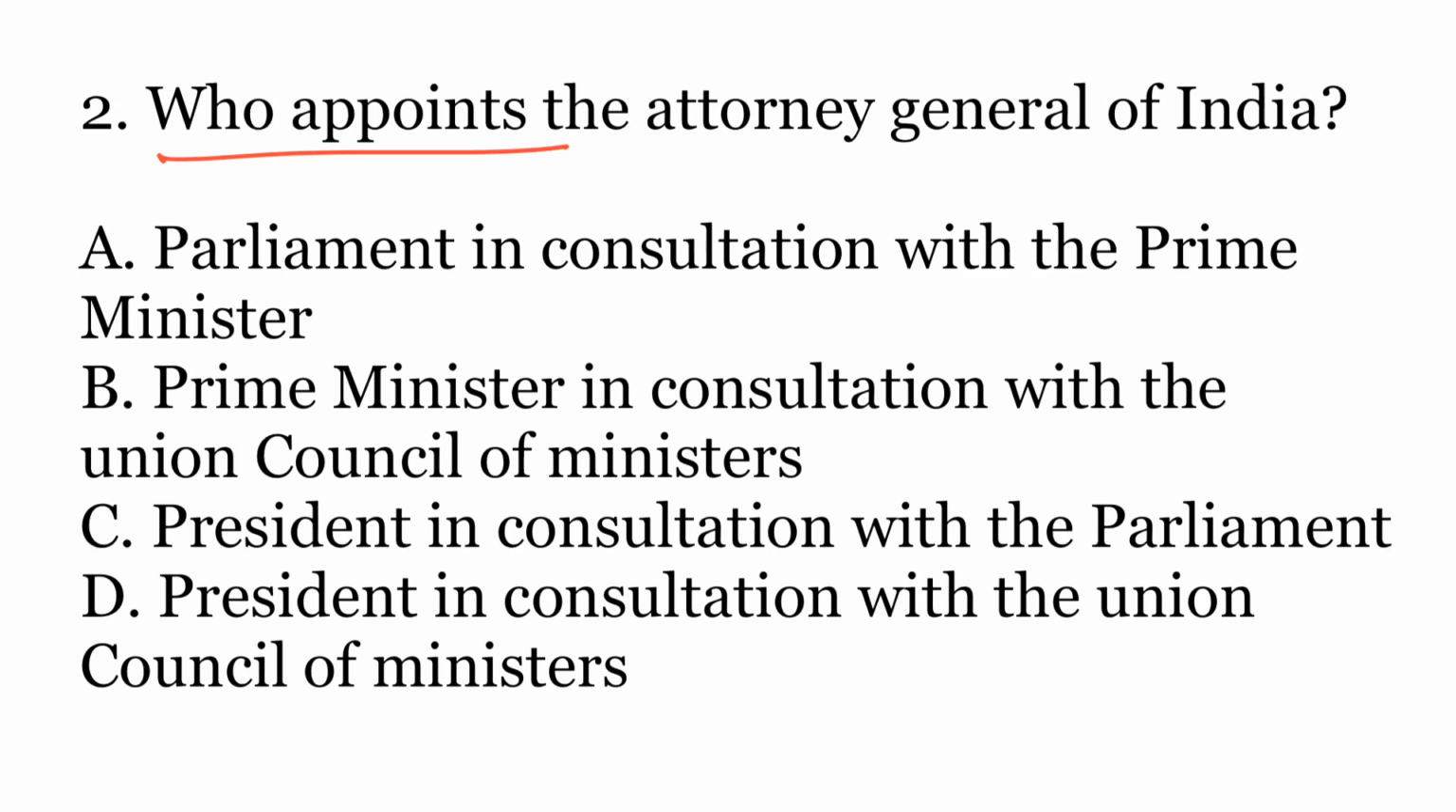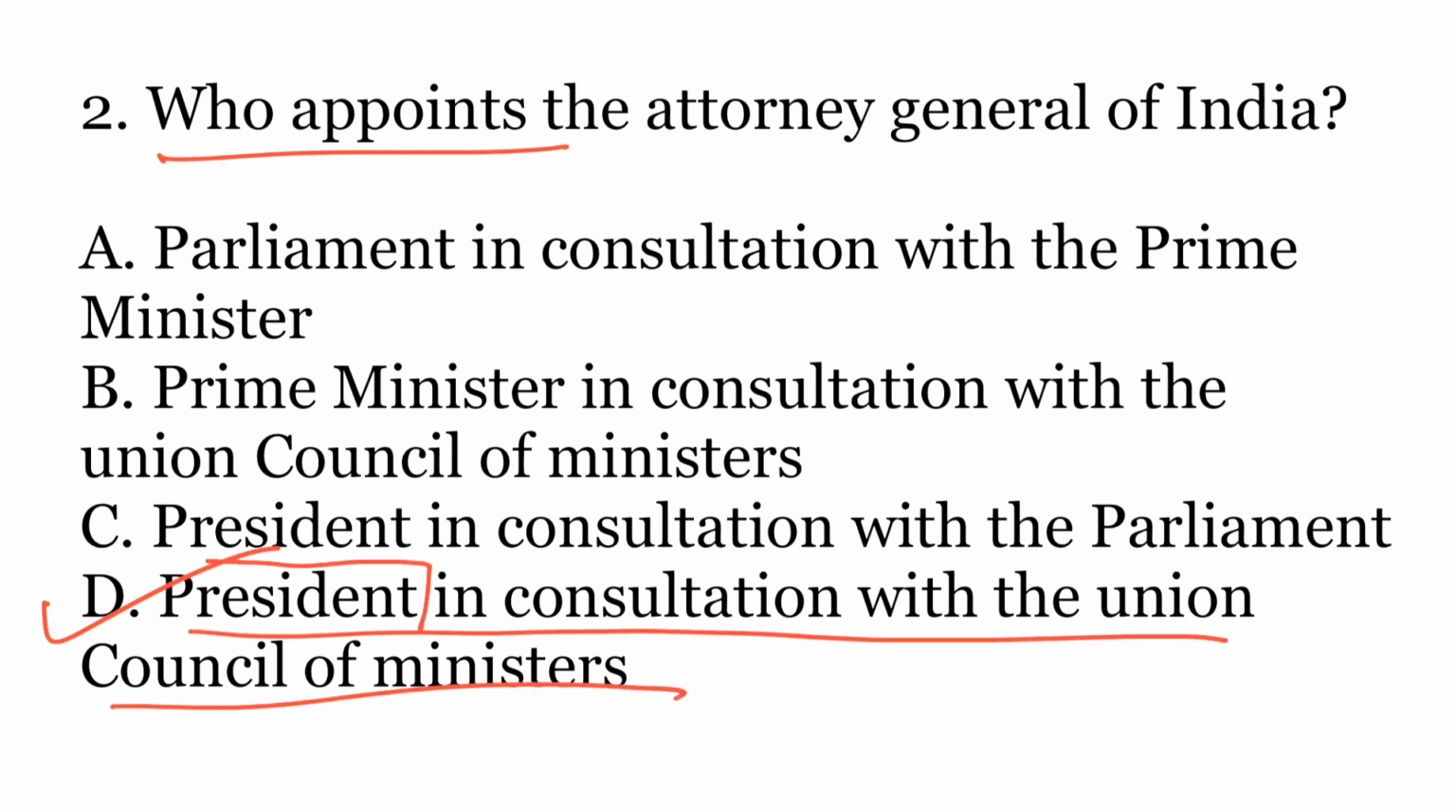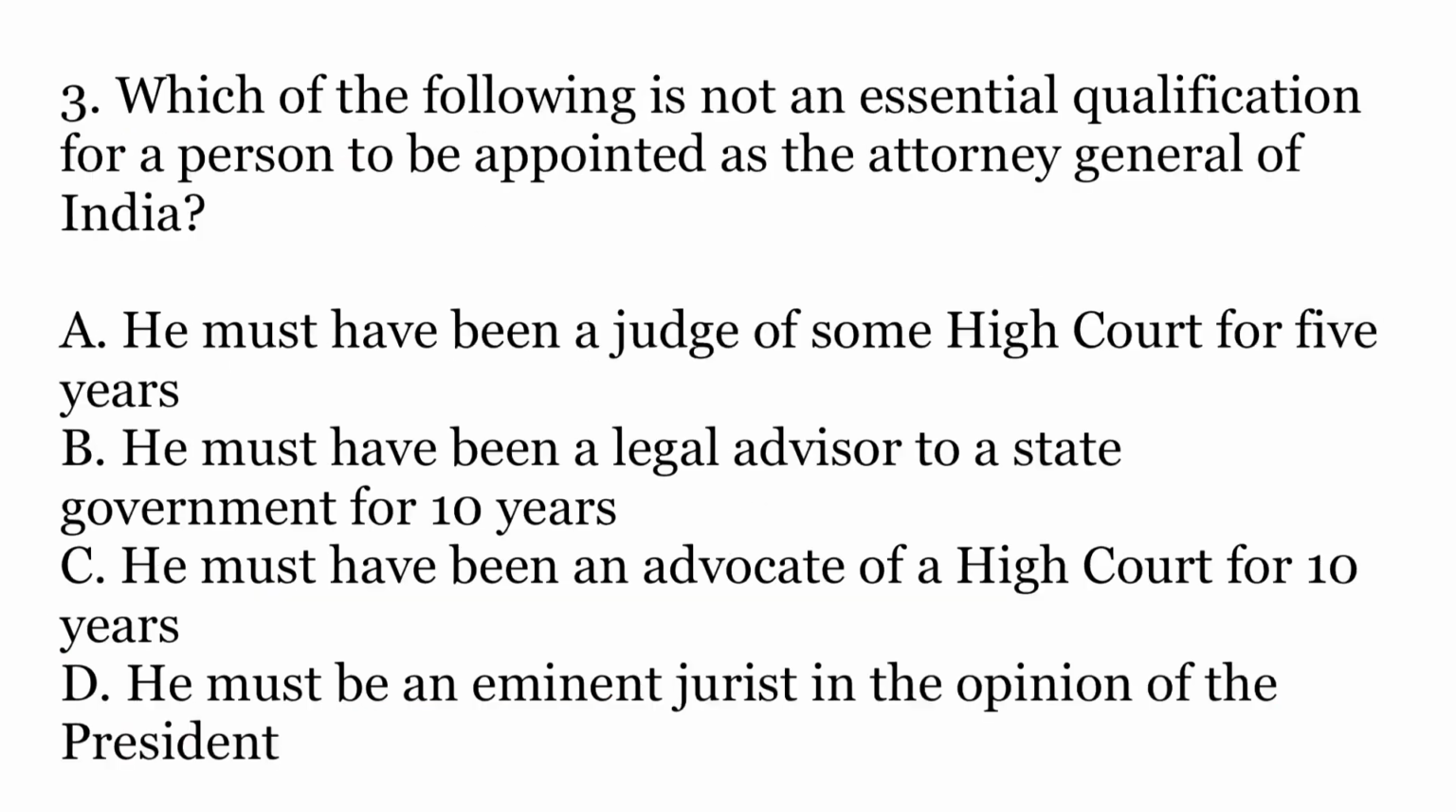The correct answer is D. President in consultation with the Union Council of Ministers. So President is the appointing authority of the Attorney General, and as we know, President does not make any appointments in his own discretion. He has to consult the Union Council of Ministers, which is the real executive, and the advice of the Union Council of Ministers in such regard is binding on the President.